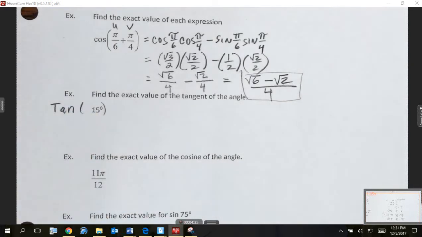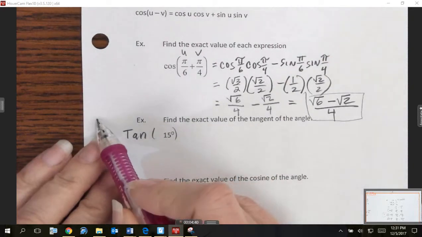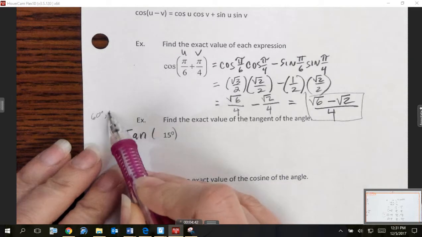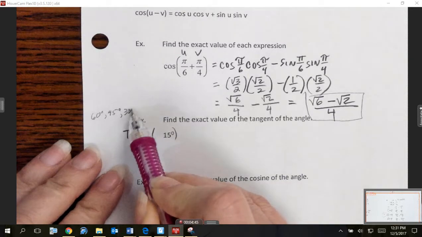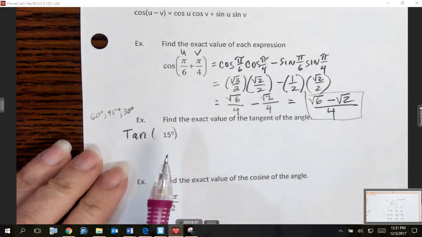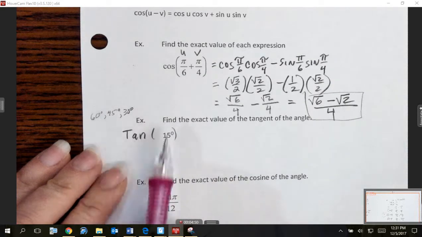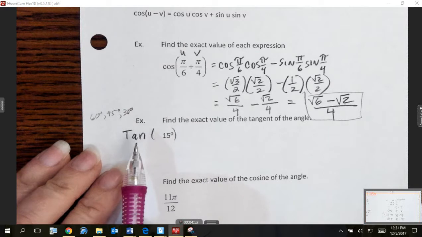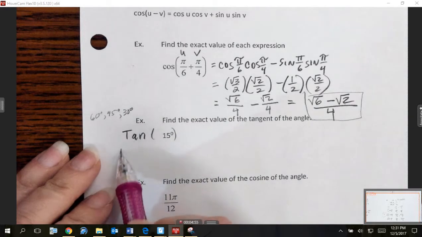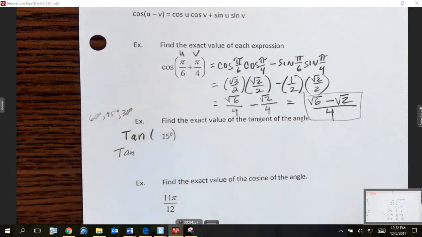But is 15 one of the ones we know? What are the ones we know? We know 60s, we know 45s, we know 30s. Can we make 15 using something we know? Oh, but we're doing sum and difference formula, so I'm not going to just multiply it by 2. I could do 45 minus 30, or 60 minus 45.